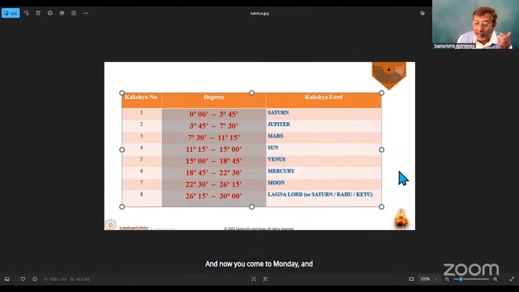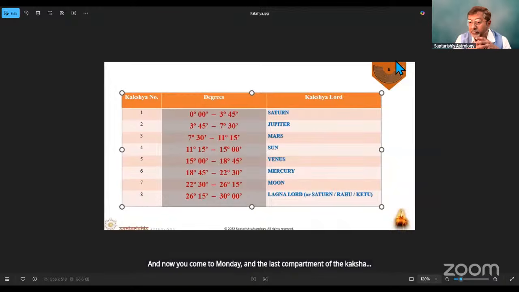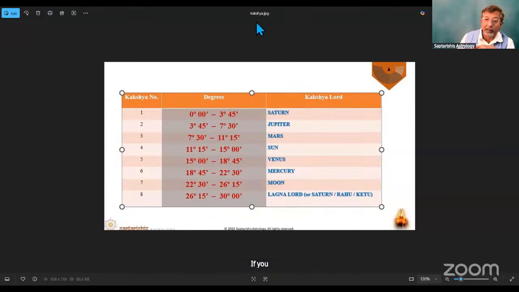And the last compartment of the Kaksha, here is where different paramparas have different rules. Some will say Lagna Lord, some will say Saturn or Rahu Ketu. If you stick to one parampara, you will get to know only one rule.